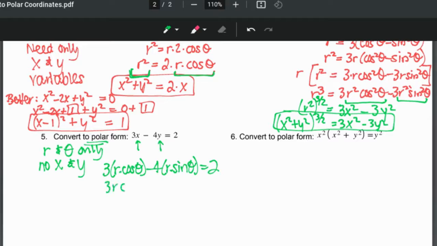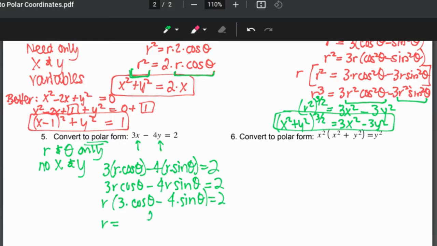So I've got 3r cosθ − 4r sinθ = 2. And then typically you will solve for r. If I factor out an r, I've got r(3 cosθ − 4 sinθ) = 2. And if I divide both sides by the quantity in the parentheses, I've got r = 2/(3 cosθ − 4 sinθ). That's solved for r, kind of like how you solve for y = in rectangular form often. But technically, even back at the first step, that was in polar form. You just might not find that on a multiple choice test listed in that manner.